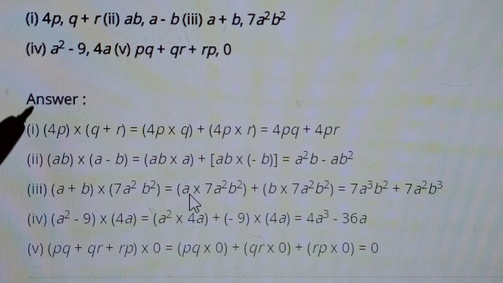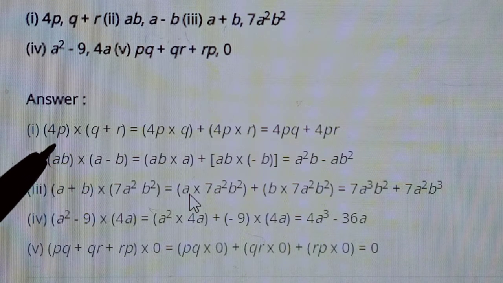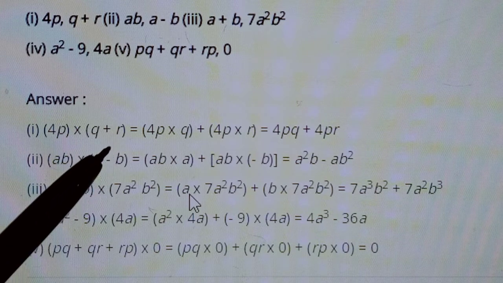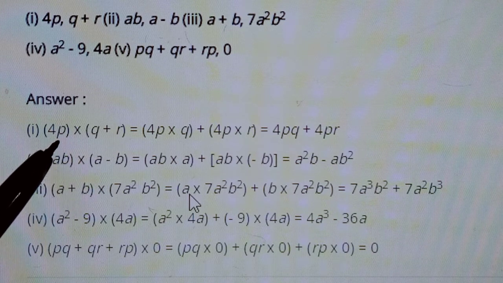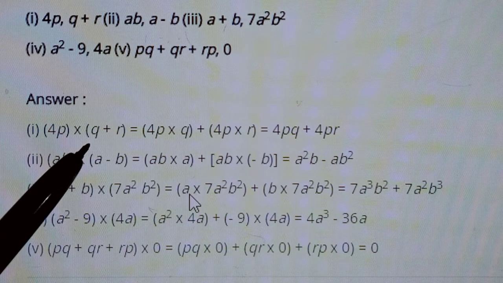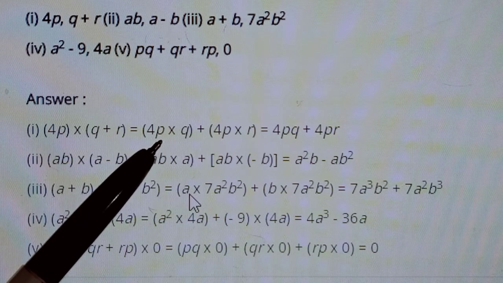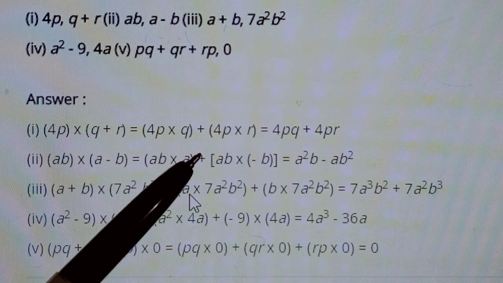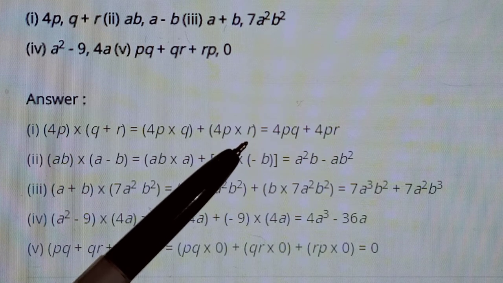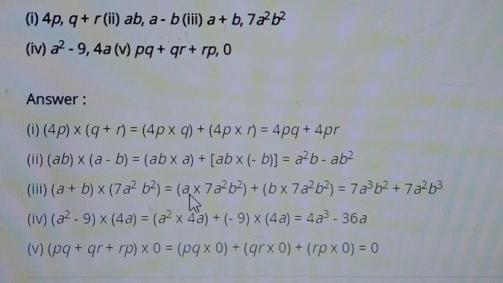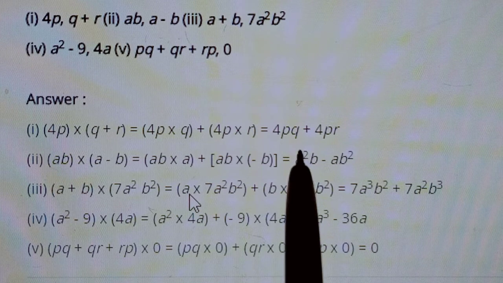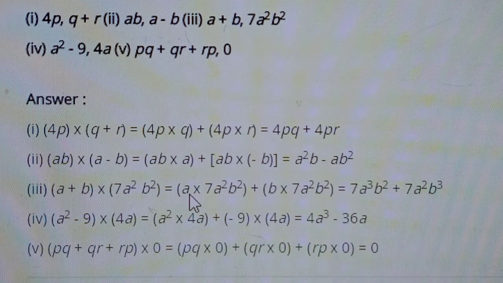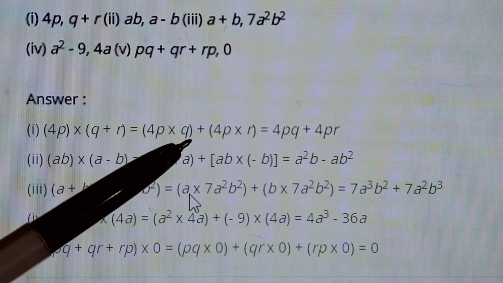See, the first part of question number 1, where the monomial is 4p to be multiplied by the binomial q plus r. So what have we got to do? We will distribute this monomial 4p, we'll give it to q as well as to r. First 4p multiplied by q, then the sign in between continues, plus, and then 4p multiplied with r. The first product, 4p with q, gives you 4pq, and with r it gives you 4pr. That is all we have to do, because now it reduces to multiplying two monomials, which we have already practiced.